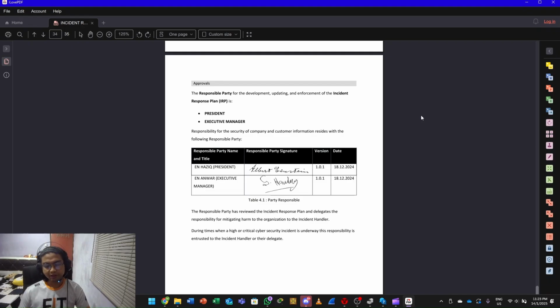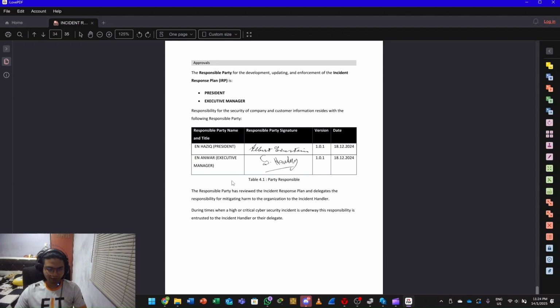Okay, so for the final sections of our document, I will show you the approvals, which are the responsible parties for development, updating, and enforcement of the incident response plans, which are the president and executive manager. The responsibility for the security of company and customer information resides with the following responsible parties, Encik Haziq, our president, and Encik Anwar, the executive manager.